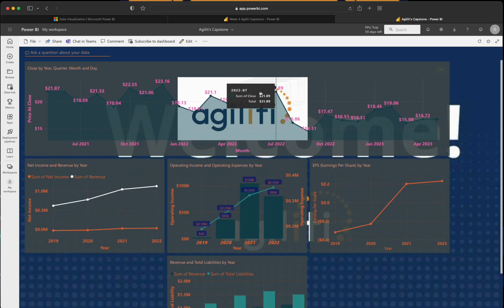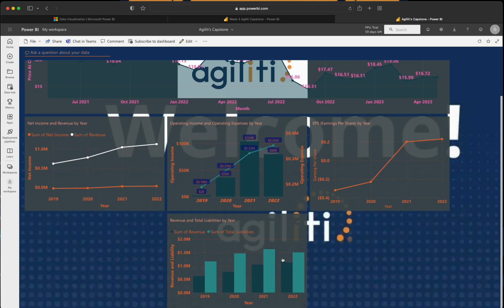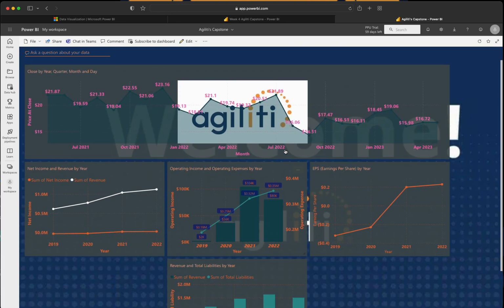Same thing here for the dashboard. You see the price of the stock dropping, rising, and dropping. October 22 hit the lowest point and rose back up. Not quite hit that $20 yet, but hopeful. Same thing here with the net income, sum of revenue, operating income and operating expenses, earnings per share per year, and then total liability. So that's my dashboard.